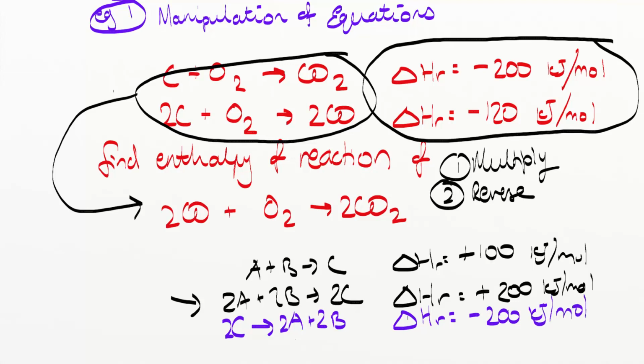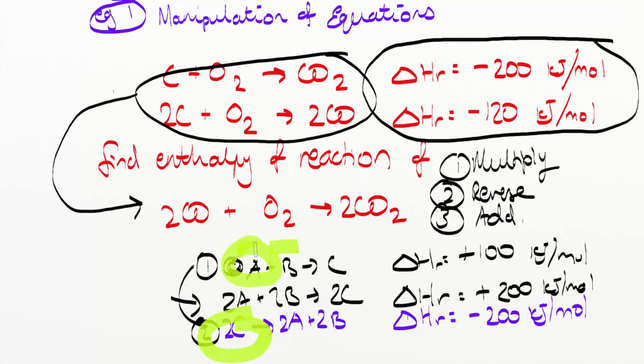Okay, nice. And the third thing that we can do is add equations together. For example, let's take this equation 1, and this equation in blue over here, equation 2, and add the two together. So what does that mean? When we add equations together, we get the reactants of one and add them to the reactants of the other, so A plus B here, and then get the products of one and add them to the products of the other.